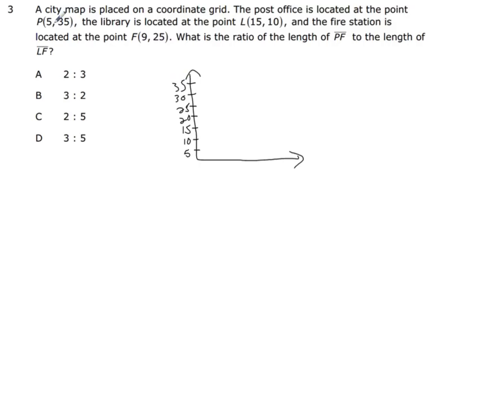All right, and then the x values go up to 15, so I'm just going to do the same thing. I'm just going to kind of spread them a little more. It's 5, 10, 15. All right, so point P is at 5, 35. It's right here at point P at 5, 35. Point L is at 15, 10, which is right there. And point F is at 9, 25, which is right there.